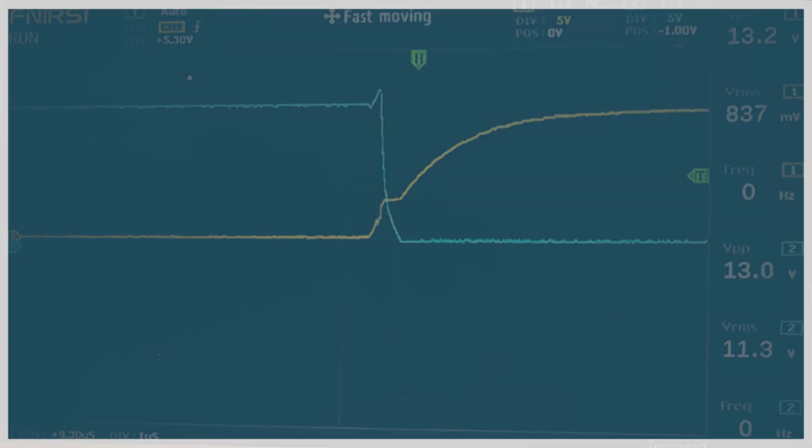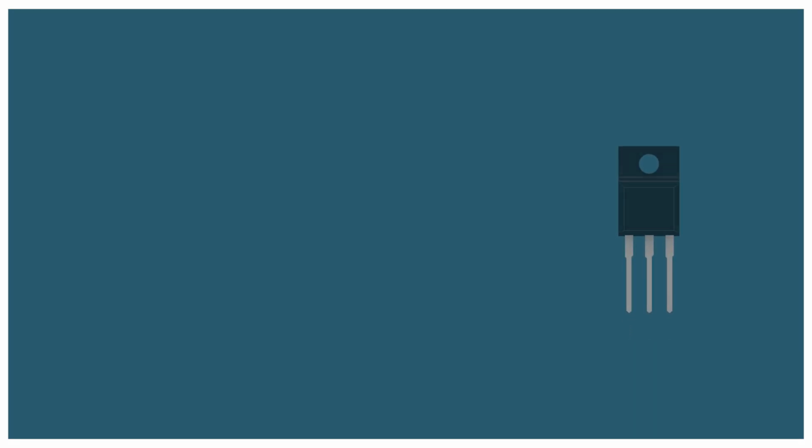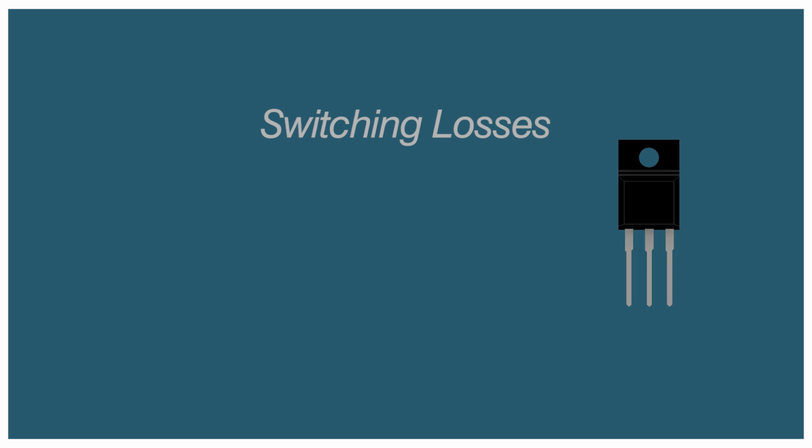Now MOSFETs don't heat up due to conduction losses alone, but they also heat up due to switching losses. When a PWM sends signals to the gate, the MOSFET turns on and off rapidly, and within this period the gate capacitance must be charged and discharged every cycle. During this period, the power loss is the gate charge times the gate-to-source voltage times the frequency of the switching.